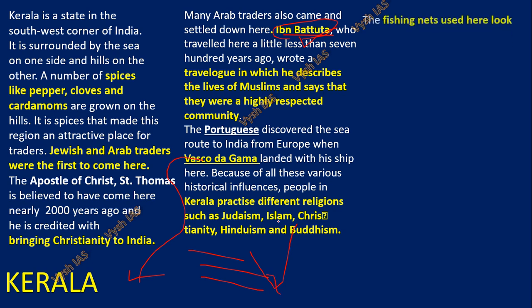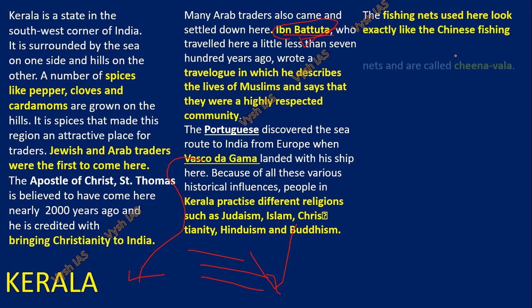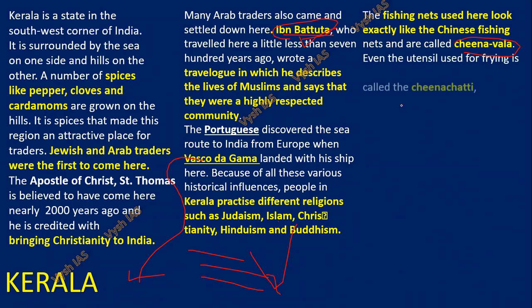Now the fishing nets used here, which are exactly like the Chinese fishing nets, they call them Chinavala. If UPSC asks which state Chinavala, in the historical aspect, relates to, either you should be from Kerala or you should have read this textbook, else you will not be able to solve this. You will think it can be anything: Kerala, Tamil Nadu, Telangana, Kashmir, whatever they put, but it is actually Kerala's fishing net. I'll show you the picture also. Even the utensils used there are called China chatti.